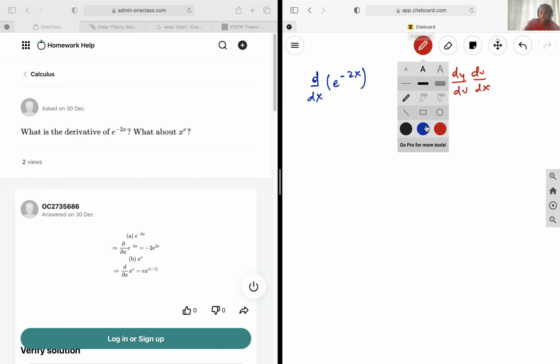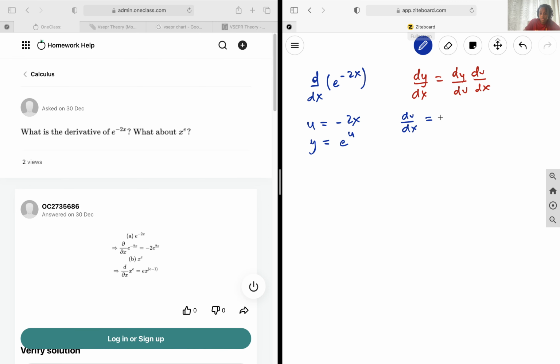And so for our case, we are going to have u is equal to negative 2x. Y is equal to e to the power of u, therefore. du over dx is going to be equal to negative 2. And then lastly, dy over du is simply going to be equal to e to the power of u.